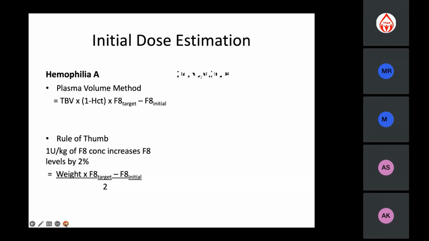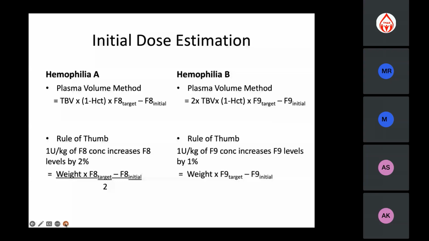Similarly, for hemophilia B, the equation is multiplied by 2 because factor 9 has both intravascular as well as extravascular tissue distribution. So we need to give twice the volume of factor to attain the target factor levels. So it is 2 times the plasma volume into factor 9 target minus factor 9 initial. And for the thumb rule, 1 unit of recombinant factor 9 increases factor levels by 1%. So it is weight into factor 9 target minus factor 9 initial levels.